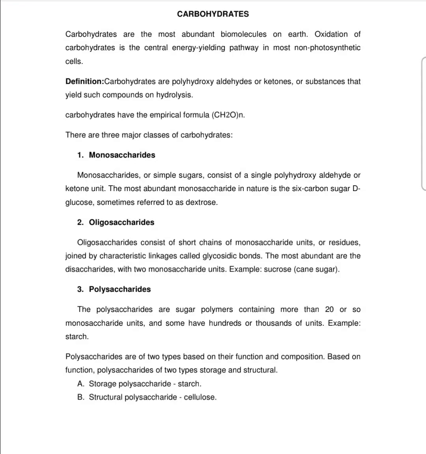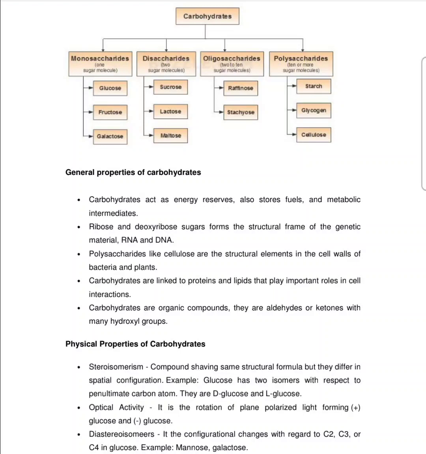In the diagram, we can segregate the carbohydrates into monosaccharides, disaccharides, oligosaccharides, and polysaccharides. Among monosaccharides we have glucose, fructose, galactose. The disaccharide sugars are sucrose, lactose, maltose. Oligosaccharides are raffinose and stachyose. The polysaccharides are starch, glycogen, and cellulose.